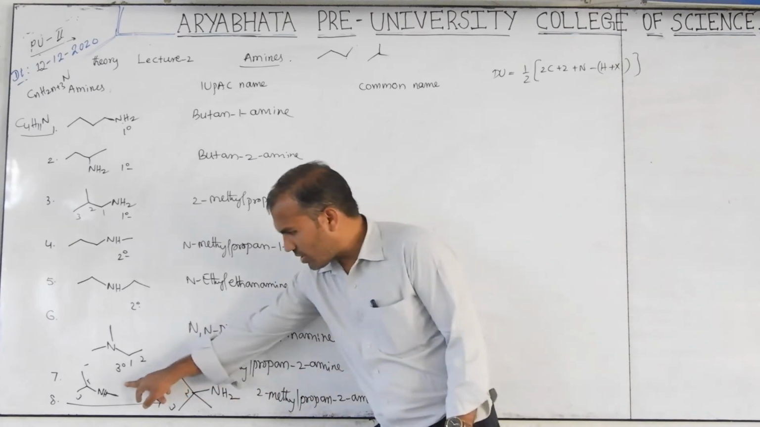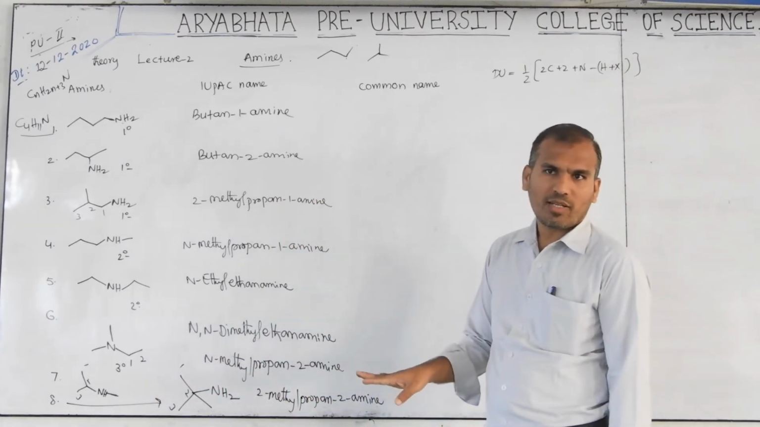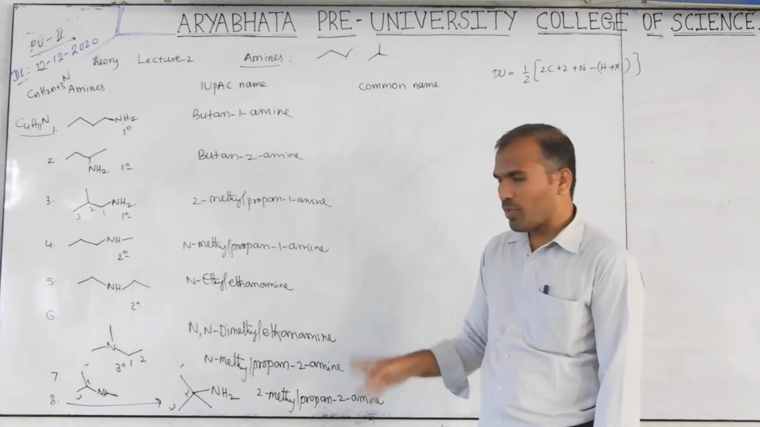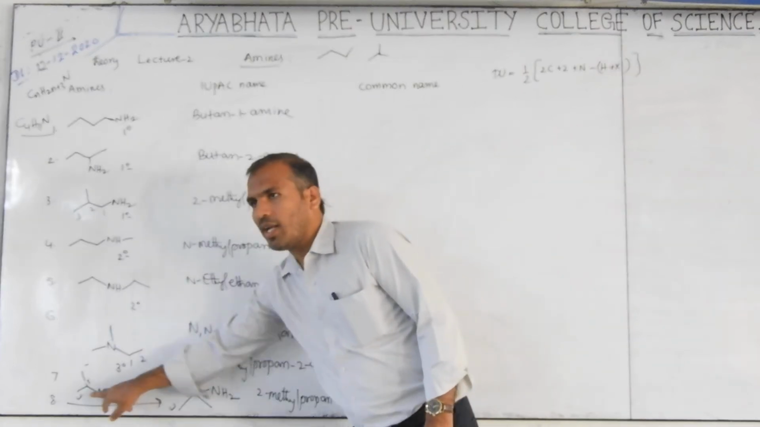Last one. 7th is there. 7th is what is that? Methyl is there. Isopropyl is there. I consider in the alphabetical order. Then isopropyl methyl amine. Isopropyl methyl amine.